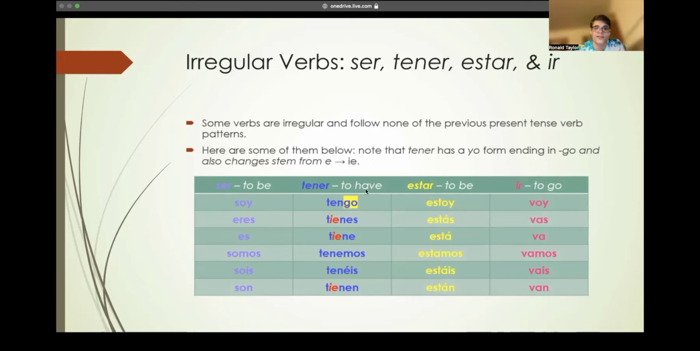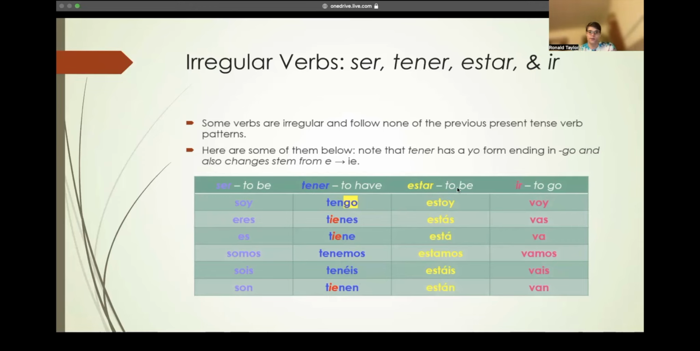And then for tener, this verb means to have. The yo conjugation ends in go. So it's tengo, not teno, like how you would have previously thought if it was more regular. And we have stem changes. Notice this stem change is not in the yo form. It's only in these forms over here. Still not in the nosotros or vosotros.